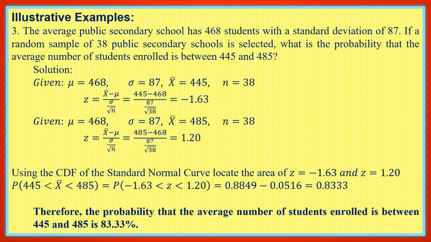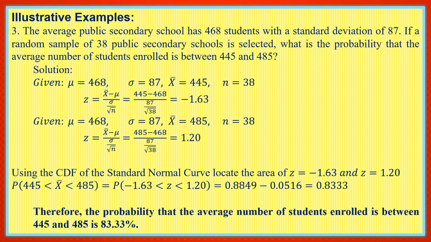Number 3, the average public secondary school has 468 students with a standard deviation of 87. If a random sample of 38 public secondary schools is selected, what is the probability that the average number of students enrolled is between 445 and 485?